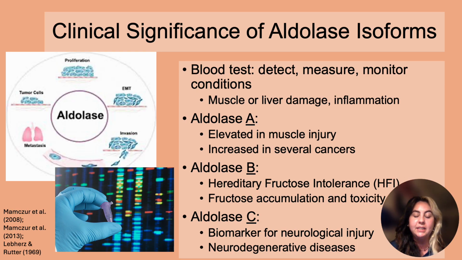And then aldolase C can be used as a biomarker for neurological injury. It can sometimes be a diagnostic marker in plasma or cerebrospinal fluid for conditions that range from congenital disorders to certain types of lung cancers and neurodegenerative diseases. And then, as we mentioned, it can also be used as an indicator to map different compartments and identify certain cells like astrocytes in the nervous system.